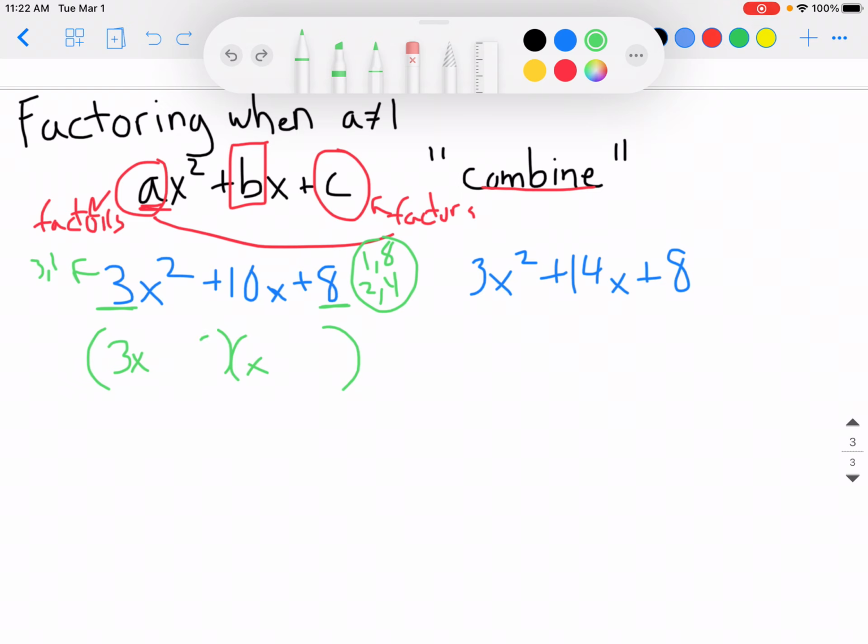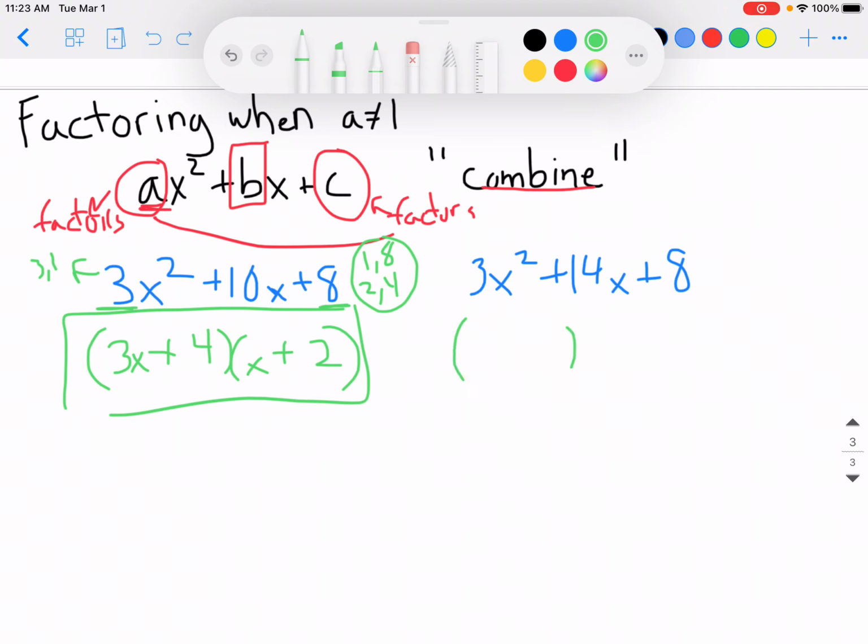So maybe I try 8 and 1 this way. 8 and 3, that's 11. That's pretty close, but it's not good enough. Now I try 4 and 2. So let's put 2 here, 4 there. When I do the foiling part, I end up getting 6 and 4. And when I combine that, I can get 10. That's awesome, and that's what I want. So that's my final answer right there. I box it, walk away.